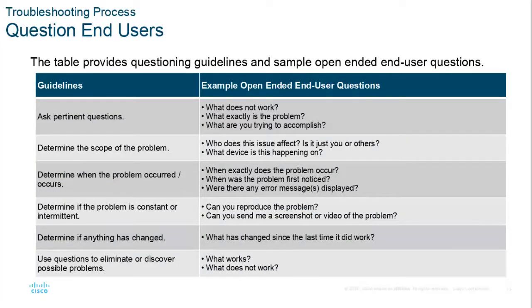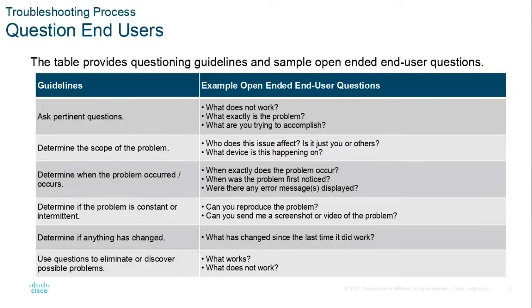So talking to end users, remember that most end users don't know about IP subnetting and show commands. You need to talk to them at a less technical detail. So try to get them to tell you with open-ended questions, what's not working? What's the problem? What are you trying to do here? Is it affecting just you or other people?